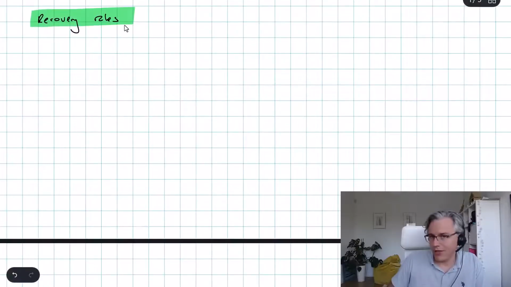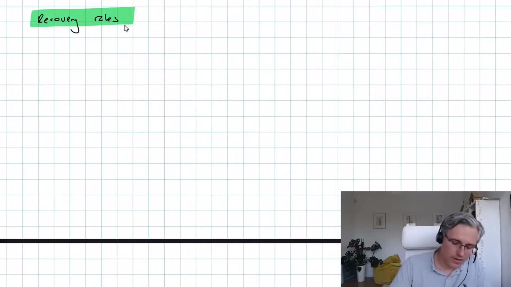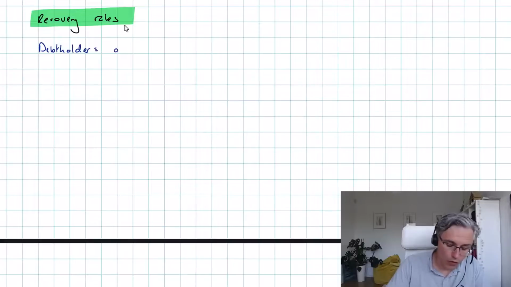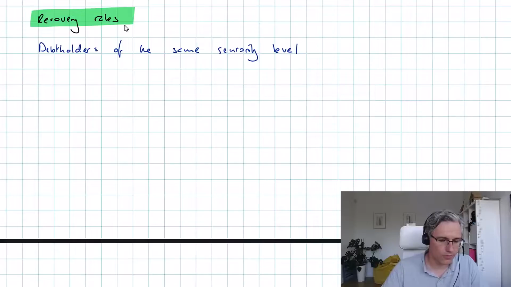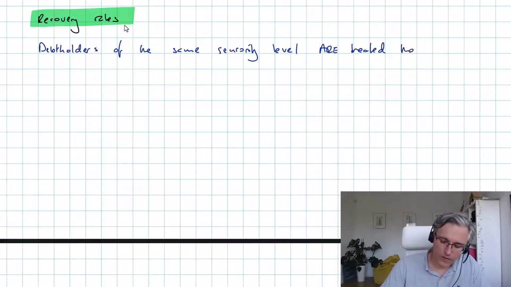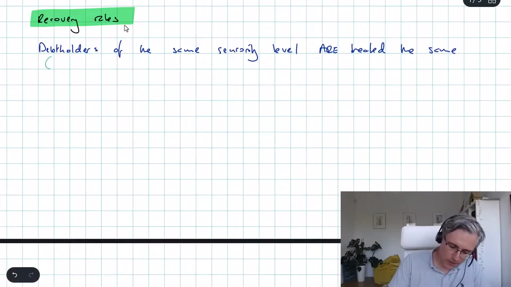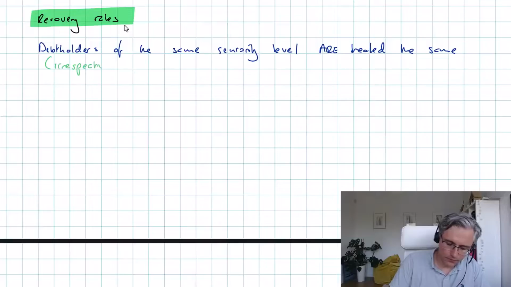Let me make a general comment which your curriculum is quite insistent on. Debt holders of the same seniority level, for example, senior unsecured, are treated the same. So it doesn't matter which issue of bonds they hold, right? They are treated the same. This is absolutely irrespective of the actual maturity date of the debt which they hold.